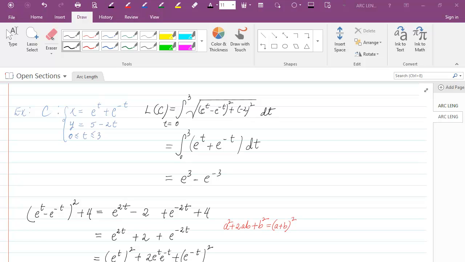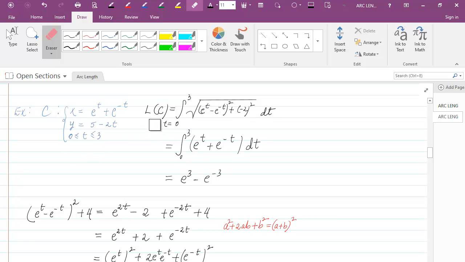All right, so let's say we have a curve C, and C is given by the vector function where the x component is e to the t plus e to the minus t, the y component is 5 minus 2t, and t is between 0 and 3. Observe that y as a function of t is decreasing, so we see that clearly C is traced exactly once as t progresses from 0 to 3.